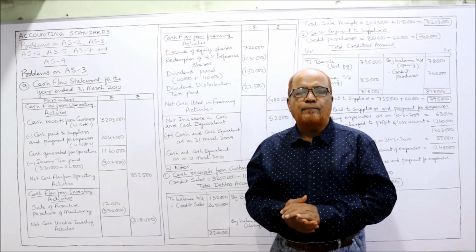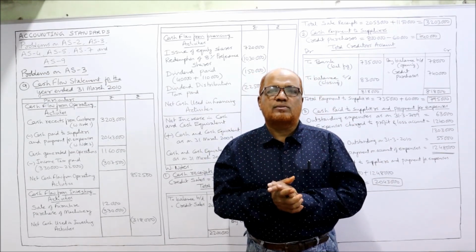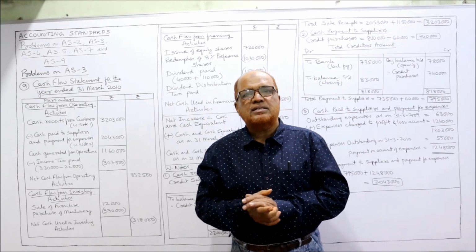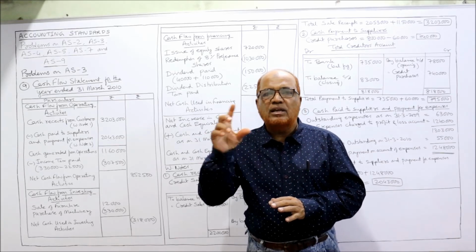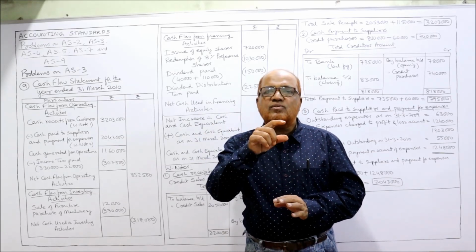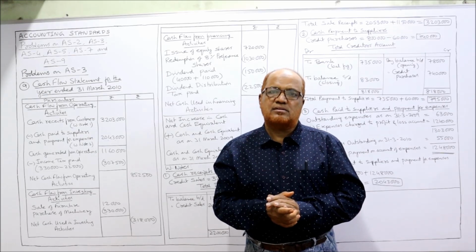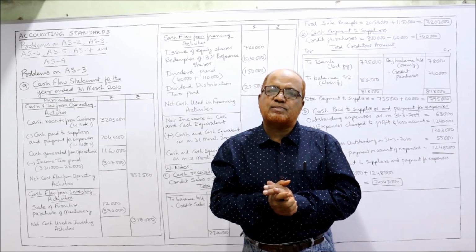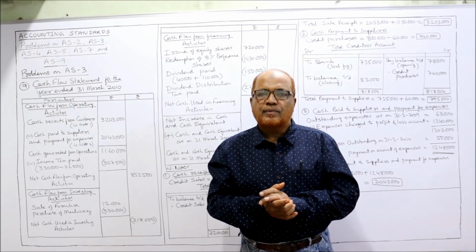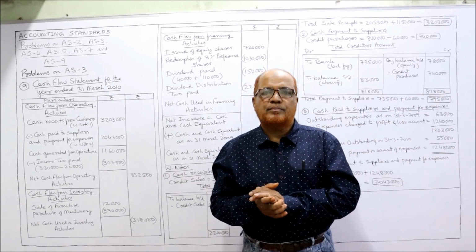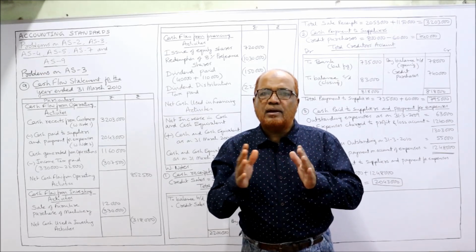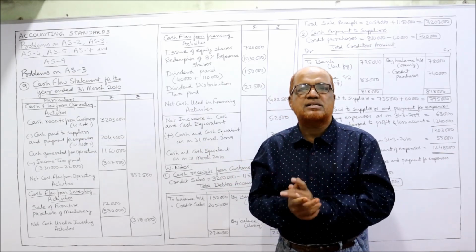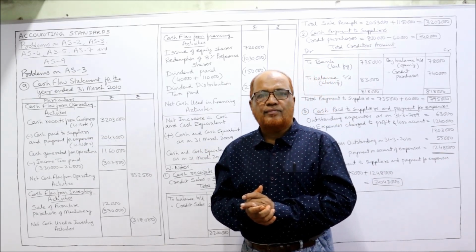According to AS3, all the cash flows are divided into 3 categories: cash flow from operating activities, cash flow from investing activities, and cash flow from financing activities. All the provisions regarding these 3 activities are explained in the theory video. Before watching this problem, I suggest you completely watch the theory of AS3. Then you come to the problem, you can enjoy it and understand accounting standard 3.